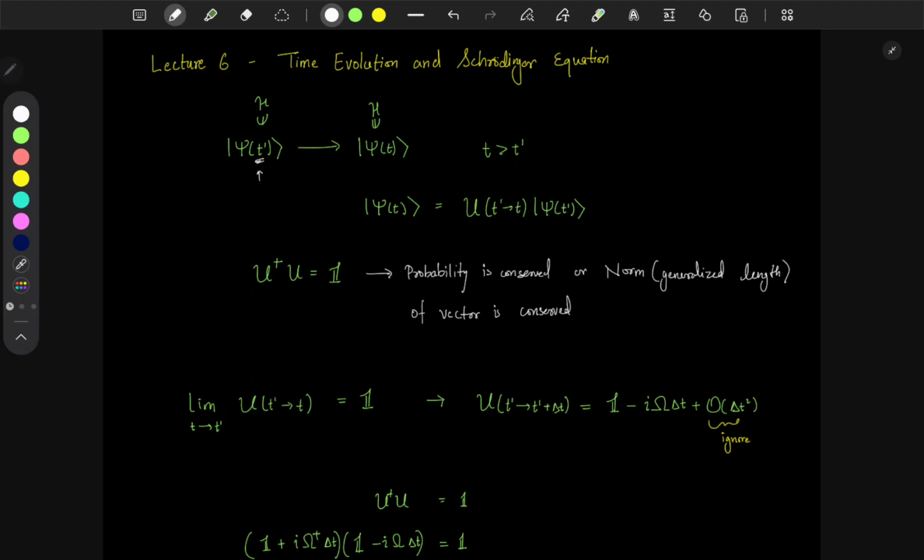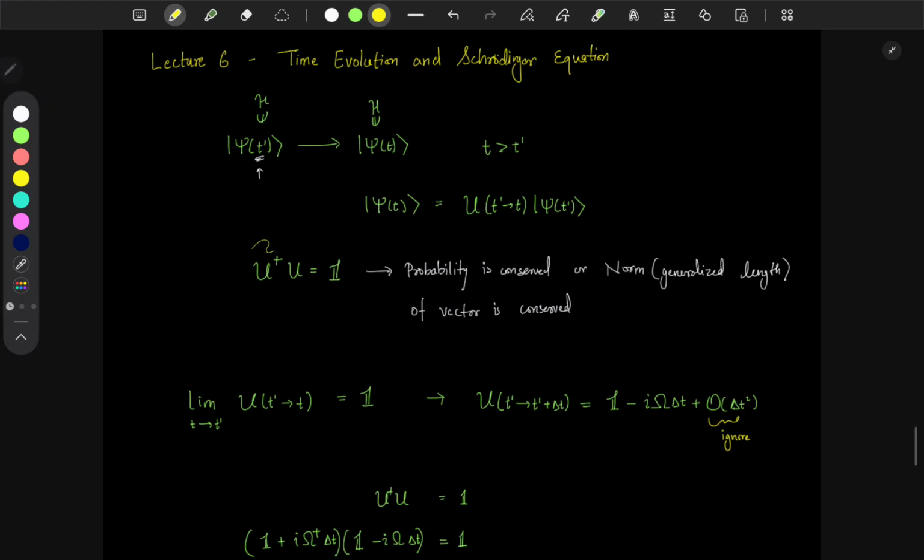Now remember the fifth principle of quantum mechanics, which says that the time evolution of the state vector is unitary. What do we mean by that? The time evolution satisfies this equation. This is what we call the unitarity condition, which we discussed in the last lecture.